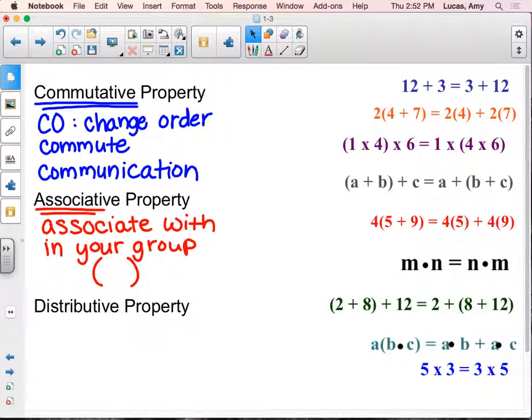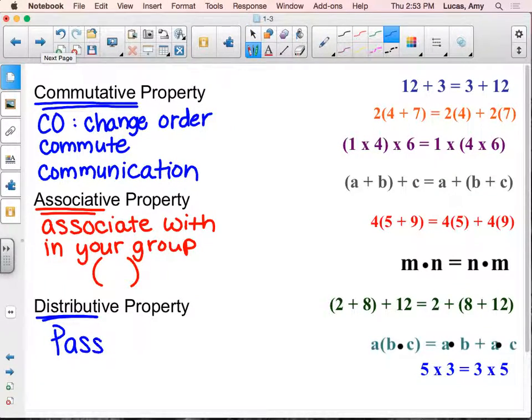And then to distribute something, distribute means to pass out. Like if you pass something out, you distribute worksheets, you distribute flyers. So distributing something is like passing something out. So we show that with our little arcs where we distribute whatever's outside of the parentheses, we're passing that out. You could also think of it like passing a football, like throwing a pass.